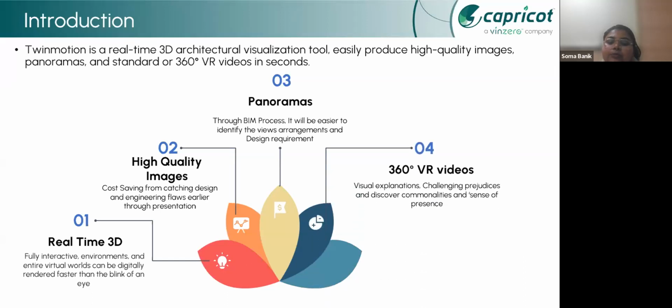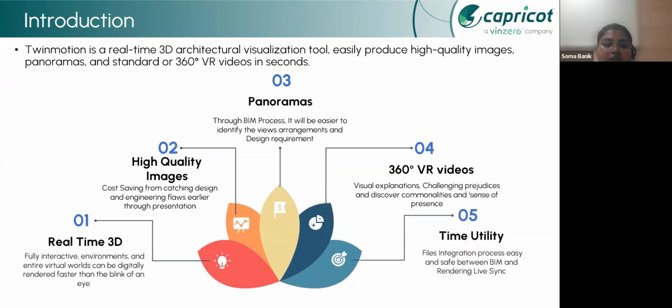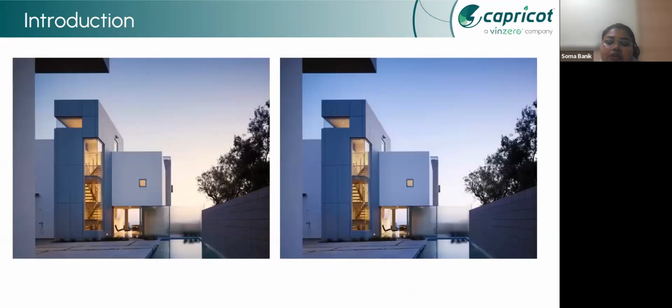Then you can even develop your 360 VR videos, as we said. And when you are creating all these things, you can use the basic timeline, and you can even get the time management property here. So if I have to distinguish between two elements, why do we choose Twinmotion?